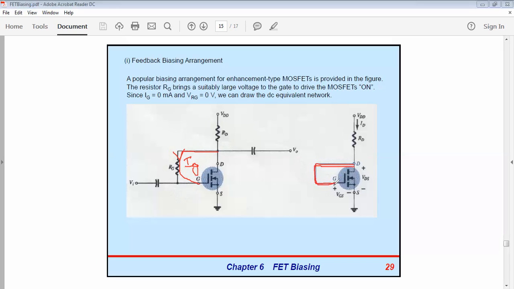That means, observe here, the source terminal is connected to ground, so VGS is equal to VDS. Drain to source voltage is exactly equal to gate to source voltage. In this case, the FET device by default operates in the saturation condition. No need to verify the condition for saturation.